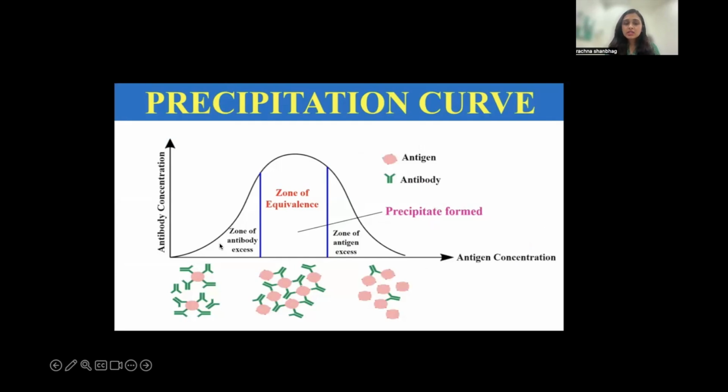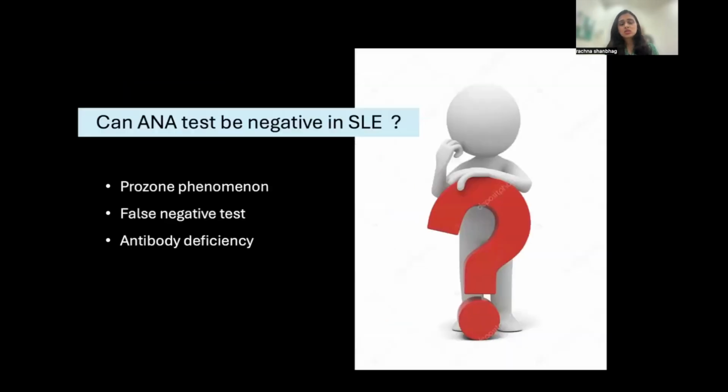However, in some conditions, when the antibodies are present in excess, they may not bind to enough antigens and may create a negative test. This is known as the prozone phenomenon, and in individuals with high antibody titers, the ANA test may be negative, and in such cases, we must request the lab to repeat the test at higher dilutions. What are the other causes of a negative ANA test?